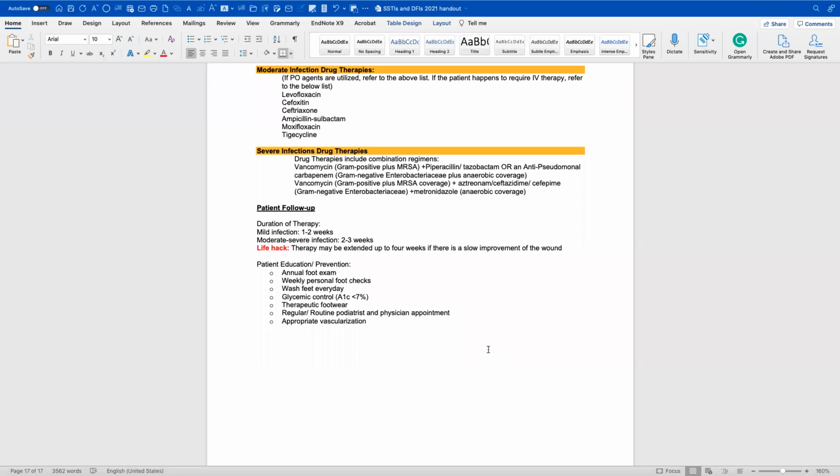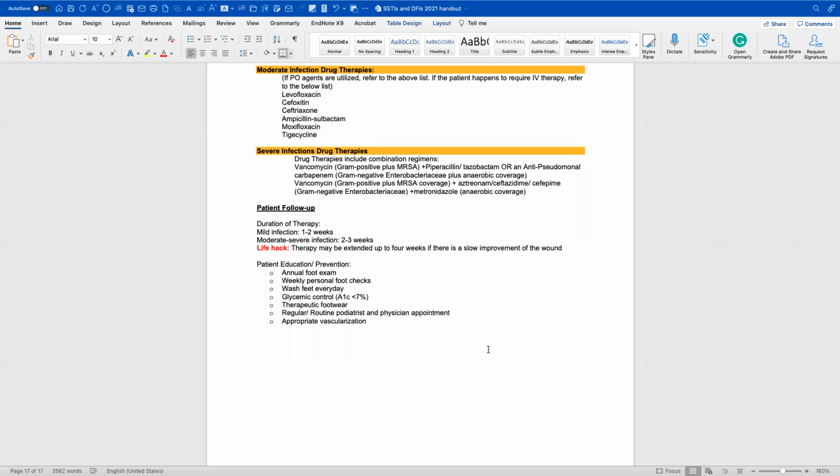So for patient follow-up, duration of therapy for a mild infection is about 1 to 2 weeks. For a moderate to severe infection, you'll treat for about 2 to 3 weeks. Therapy may be extended up to 4 weeks, but this is if it's slow improvement of that wound. So that's why you want to make sure that you're repacking that wound. You're doing proper wound care. You want to make sure you have proper glycemic control. You want to make sure you're keeping this patient's foot propped up. You want to do whatever you can to decrease the amount of time that they have this infection.